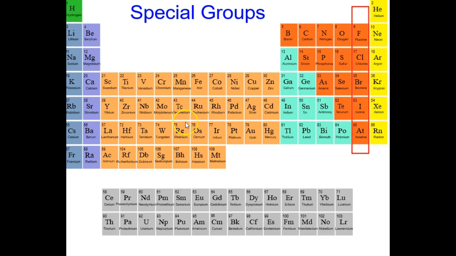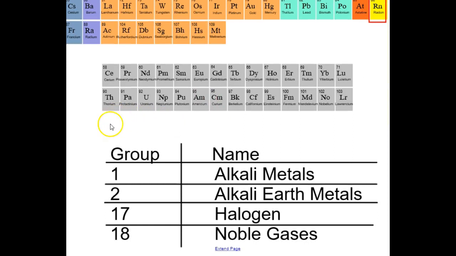There are 4 special groups that you need to know the names of. Those groups are the first group, the second group, and the last 2, the 17th and the 18th groups. They get special names. Group 1 is called the alkali metals, and group 2 is called the alkaline earth metals. Group 17 is called the halogens, and group 18 is called the noble gases.